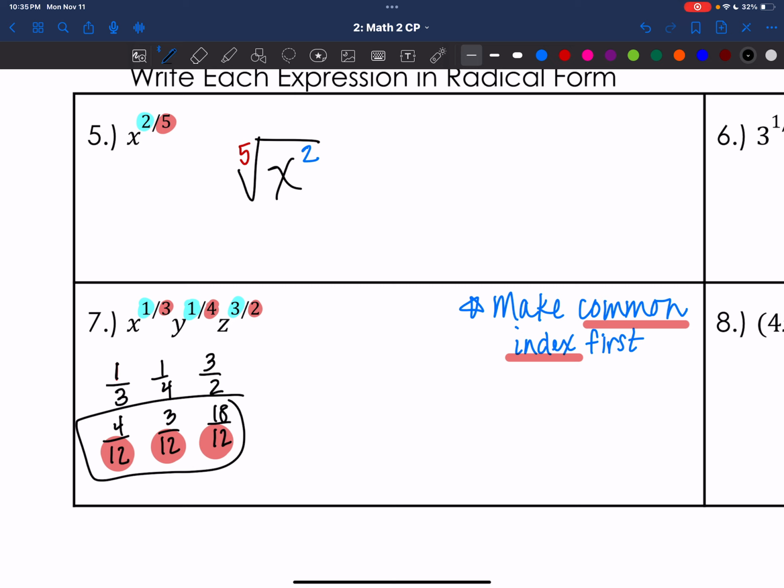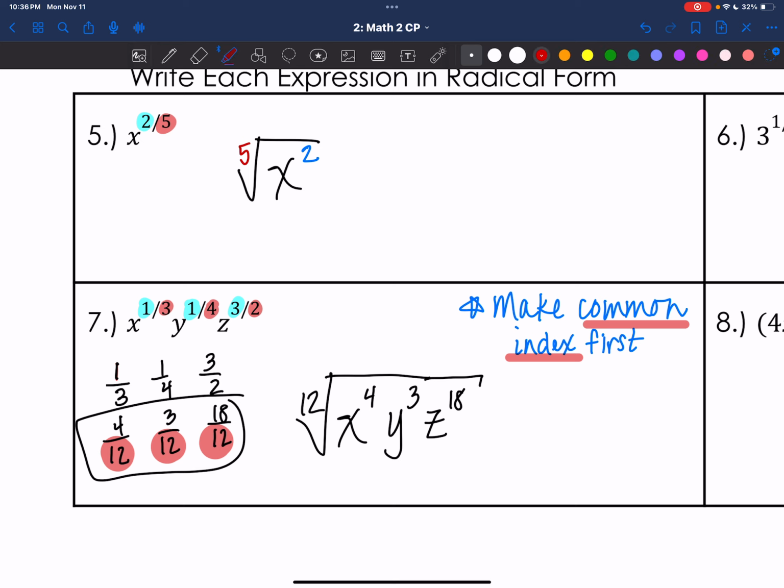All right, so let's go ahead and write this in here. This is an index of 12, but that's okay. And we said x was 4, y was 3, and z was 18. I'm going to extend that a little bit more. So let's just do a quick check. I got 4, 3, 18. Okay, 4, 3, 18. And they all have a common index of 12. So we're good to go.